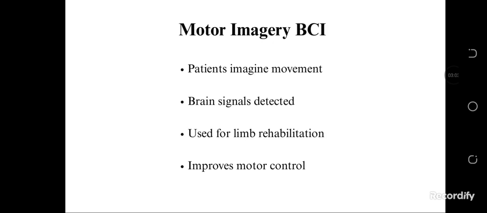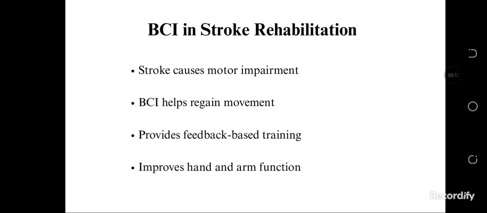Next, we see the motor imagery brain computer interface. In the motor imagery BCI, the patient imagines the movement. The brain signals are detected at that moment. It is used for limb rehabilitation. It improves the motor control systems from the brain computer interface in the rehabilitation system.